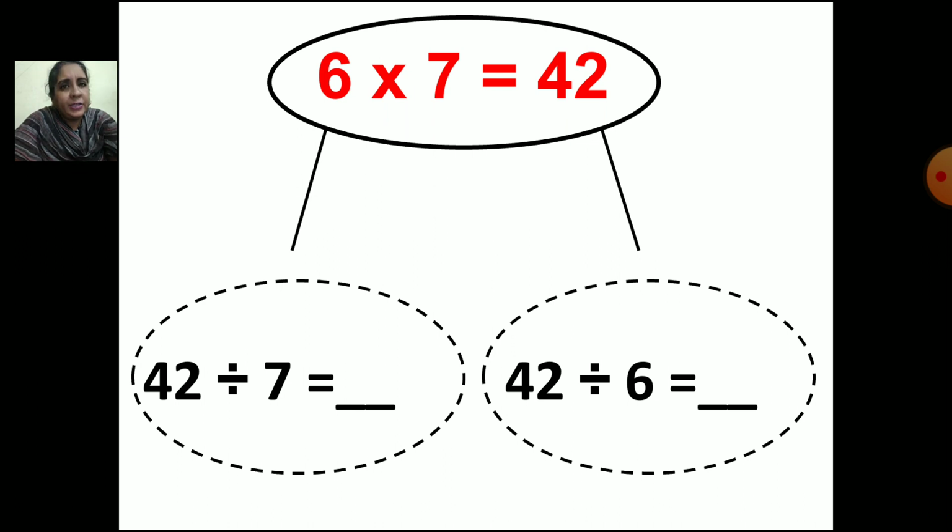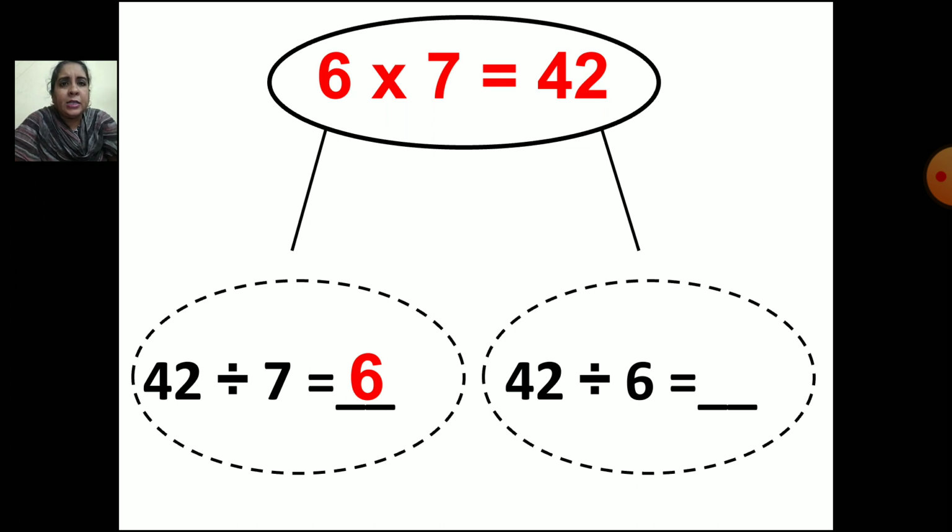7 ones are 7. 7 twos are 14. 7 threes are 21. 7 fours are 28. 7 fives are 35. And 7 sixes are 42. So what will be your answer? 6. Right? Now we will see the next division. 42 divided by 6 equal to dash. Here, which is the divisor? 6. So you will say the table of 6.